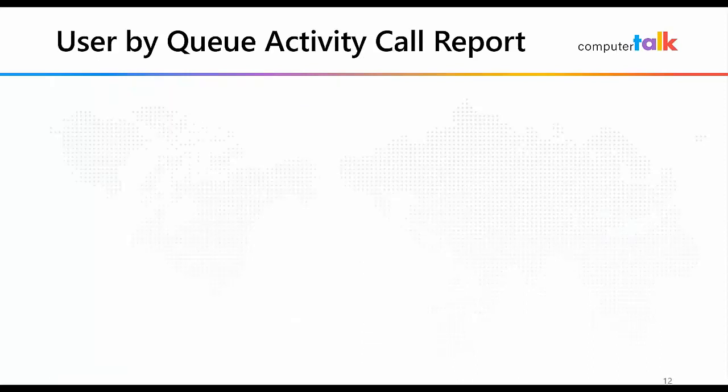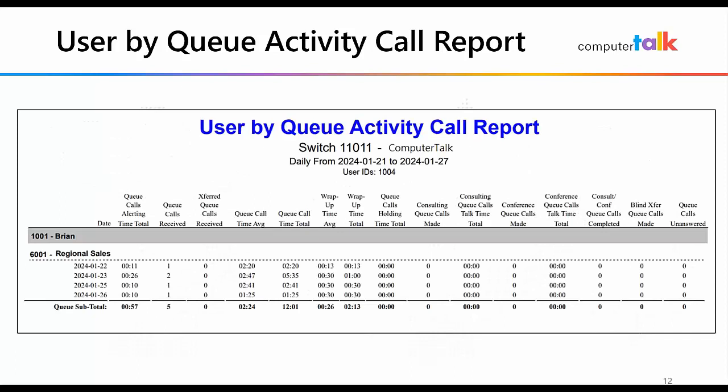Next, we have the user by queue activity call report. So this report is intended to give you a general view of the number of queued voice calls that have been handled by the user or users that you've selected per queue for the report type interval that you've also chosen. So this report provides all queue-related activity for voice calls handled, and will also give you the average call time, wrap-up time, how much time they have put their contacts on hold, and also other queue-related activity.